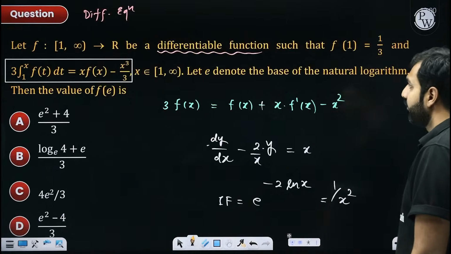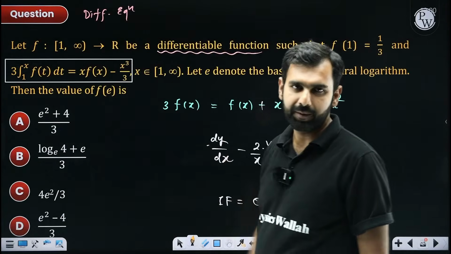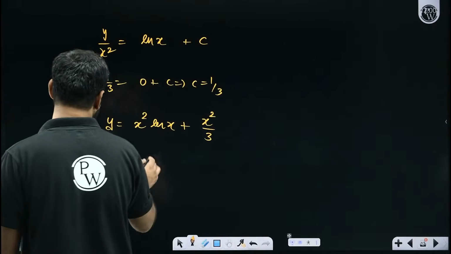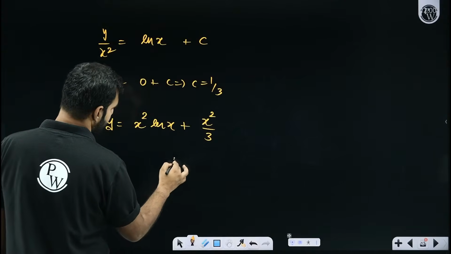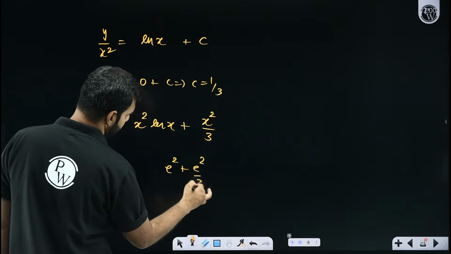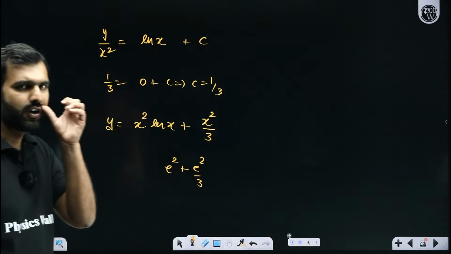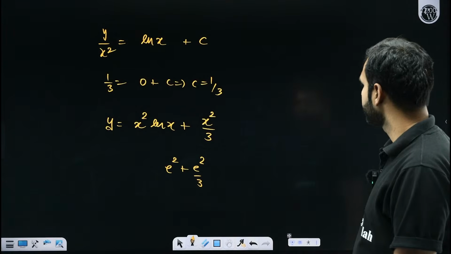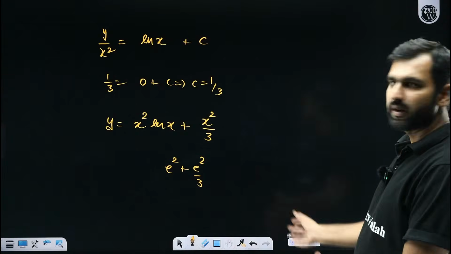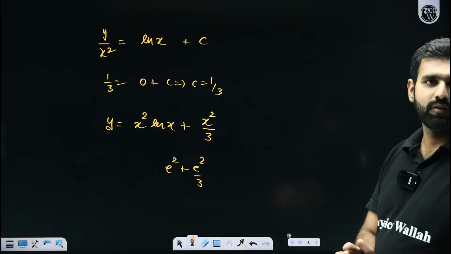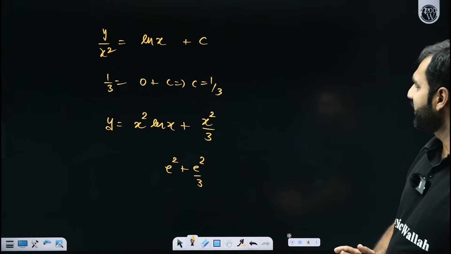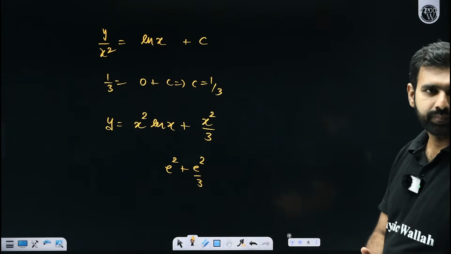Everybody understood this? From here, can you not crack f of e? I hope you all can. You all can quite easily. F of e is absolutely doable. It will be e square ln e is 1. So e square plus e square by 3. That should be the final answer. You can rearrange it. I hope there is no confusion on that. Even you can take e square common, and with that the answer will be there. So I hope it is absolutely doable because ln e is 1, right? So I hope it's correct.